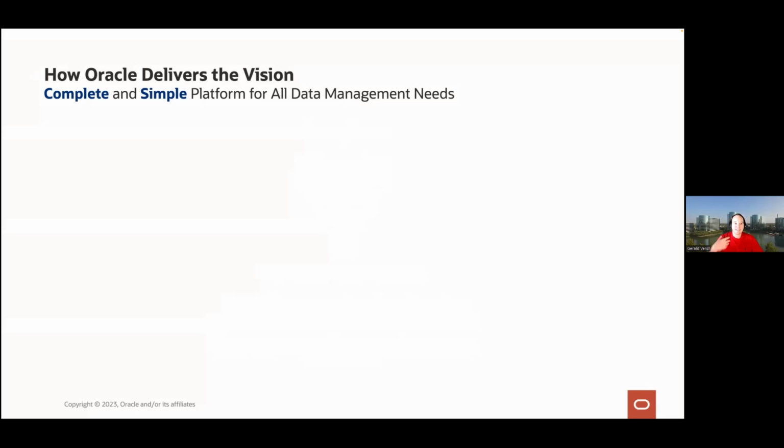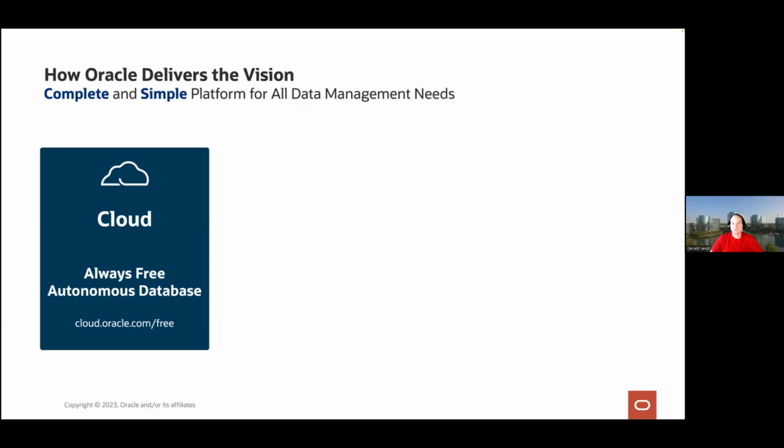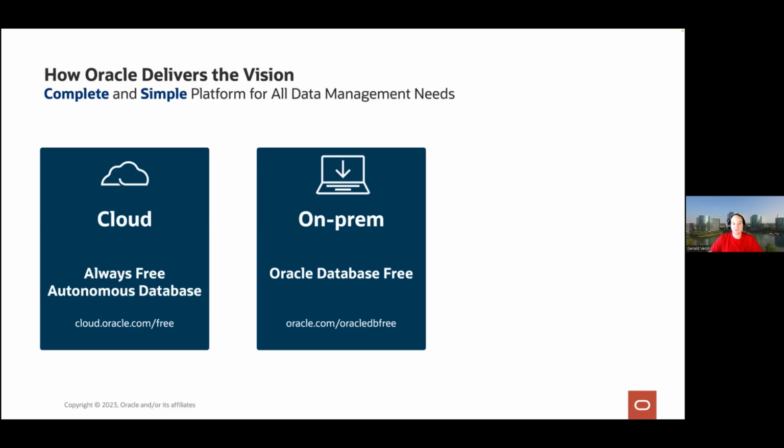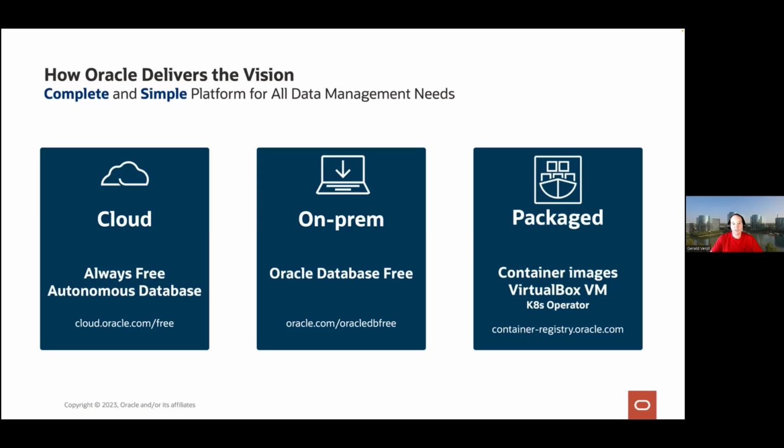Now, we also make it simple to get this converged database platform, the Oracle Database, by either going on the Always Free Autonomous Database in our cloud, a simple sign up and a click of a button, and you can have an autonomous database up and running and ready to go, or on-prem via Oracle Database Free, and also in packaged or different runtime environments, if you like, such as container or Docker images or VirtualBox VMs, etc. So depending on the deployment choice, we try to make it easy. Whichever deployment choice you have, we give you the right bits and pieces to spin up an Oracle database in that deployment environment.